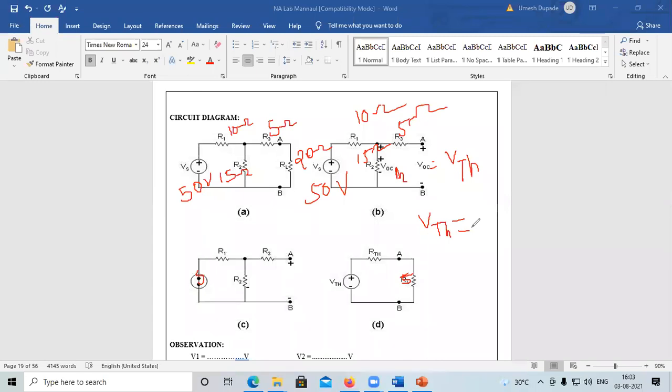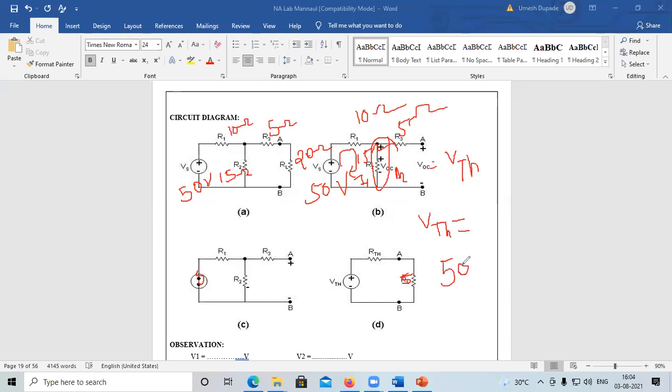While calculating VTH, this VTH is nothing but the open circuit voltage across this resistor. That is, the voltage across this resistor is nothing but VTH across this terminal. Okay. Now see, we will apply KVL. Suppose I represent the current flowing through this as I1. Apply KVL to the first mesh. While applying KVL, we are moving from negative to positive.